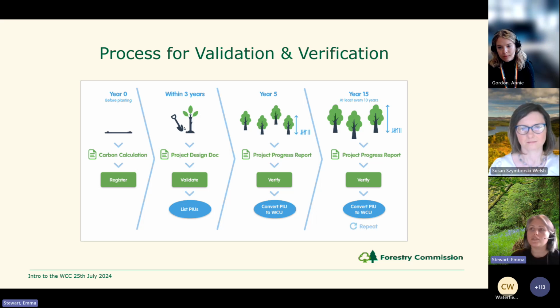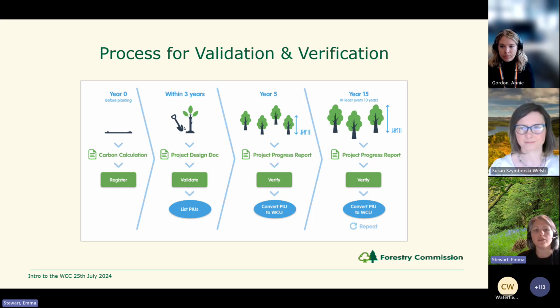So I've just mentioned verification. So I'll just explain a bit more about what that and the other terms mean by going through this timeline for you. So the very first thing that you have to do if you want to enter the Woodland Carbon Code is to register your project. You have to do that before planting, otherwise you can't enter the Woodland Carbon Code and you can't sell any carbon units. And that's free, registration is free.